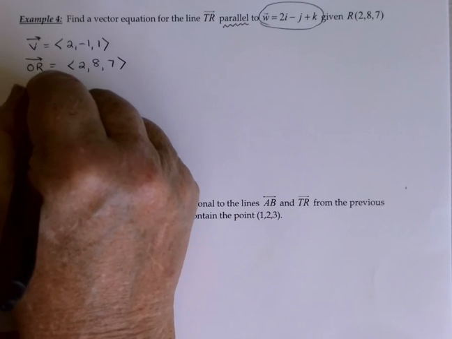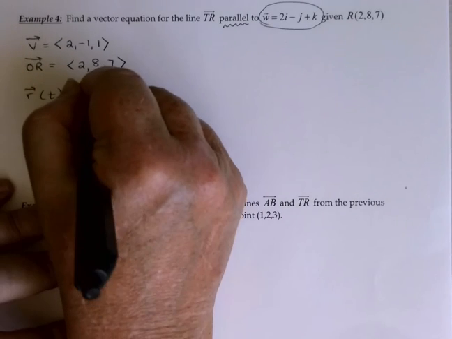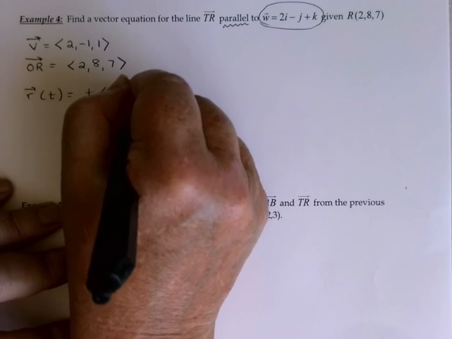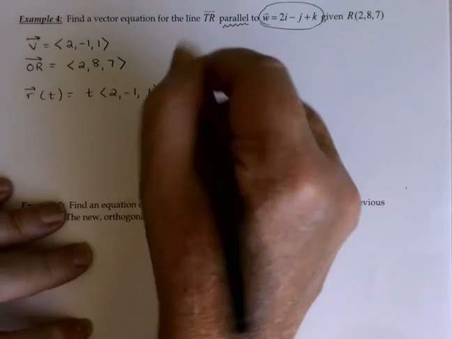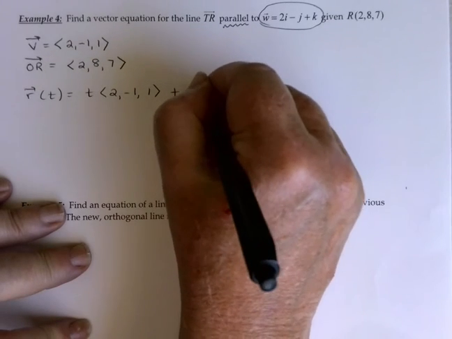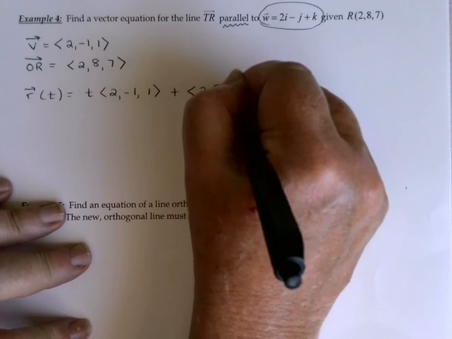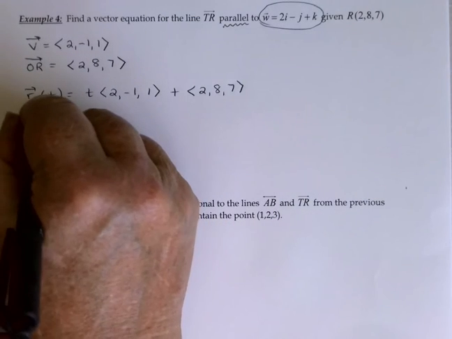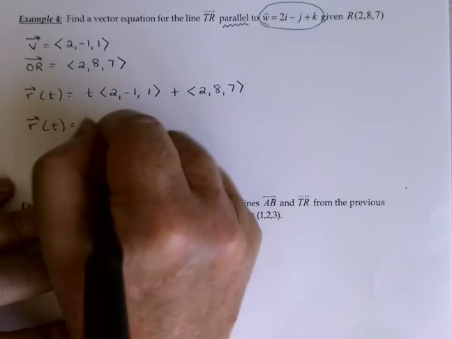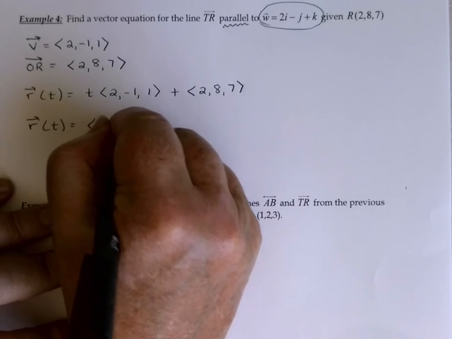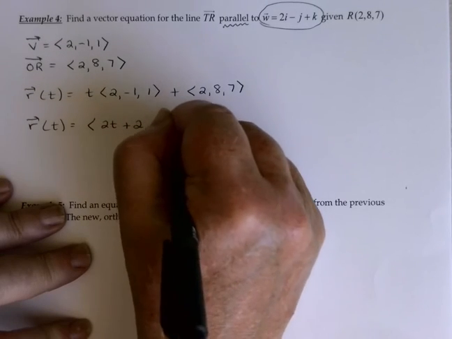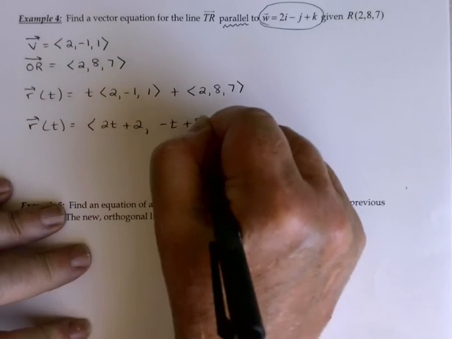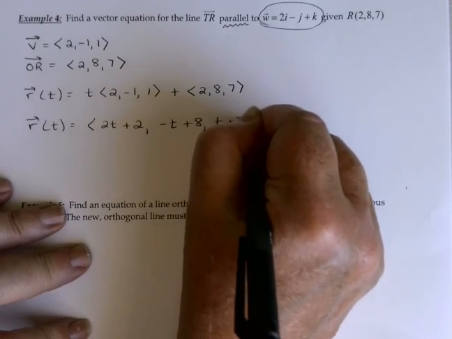And so my linear equation is going to look like t times that direction vector, 2, negative 1, 1, plus the OR vector, 2, 8, 7, or just 2t plus 2, minus t plus 8, and t plus 7.